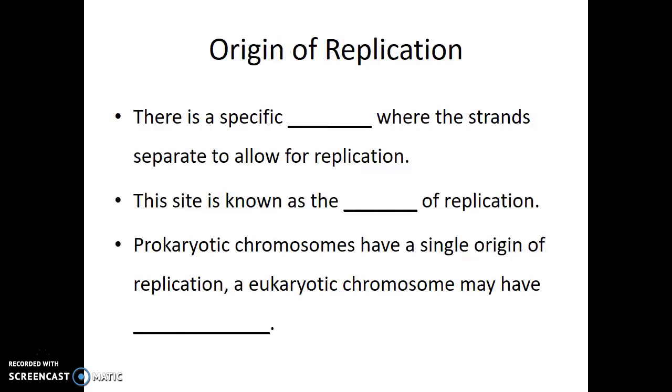The location in which this replication starts is known as the origin of replication. This is the location in the double-stranded DNA where the two strands begin to separate. For prokaryotic chromosomes, there is going to be a single origin of replication, whereas eukaryotic chromosomes may have several hundred on a single chromosome.